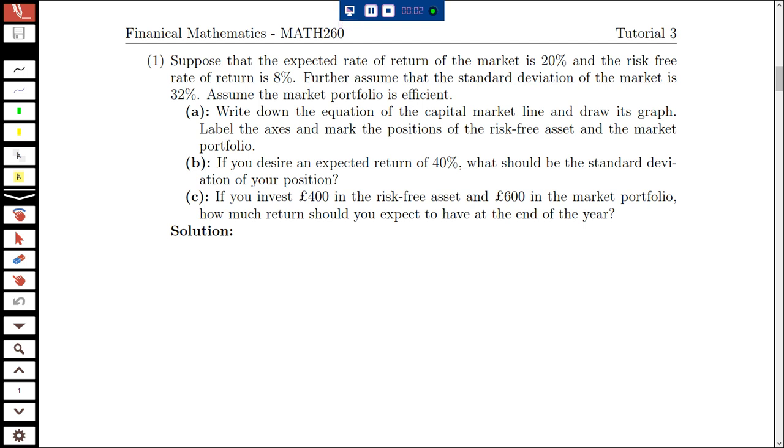Okay, let's take a look at tutorial 3 question 1. Suppose that the expected rate of return on the market is 20%. Okay, so let's just highlight this. The return on the market is 20%, and the risk-free rate is 8%.